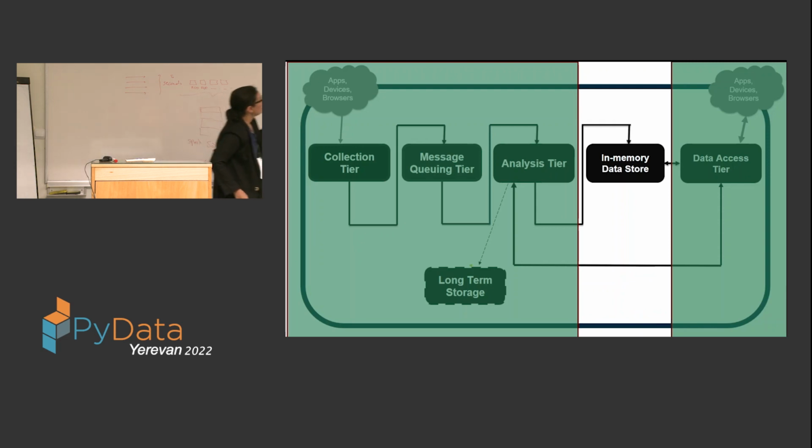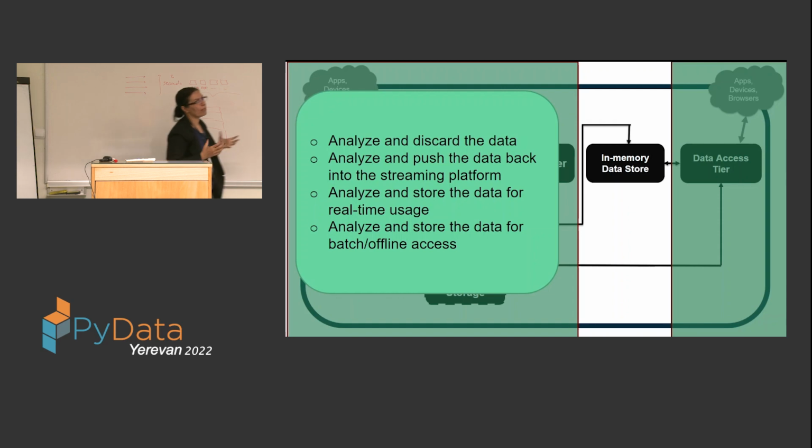In-memory data store is okay. Your data is processed. When your data is processed, what happens after? You analyze the data and discard it, or you analyze the data and push it, for example, to another streaming platform, or push it to the same streaming platform, or analyze data and store it in a database, or analyze data and use it for offline access. Based on each decision, your in-memory data store should be designed.